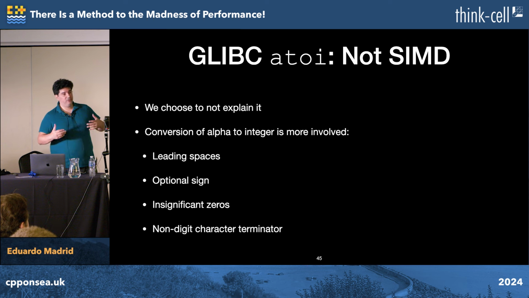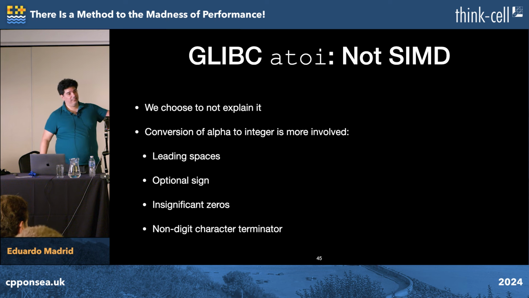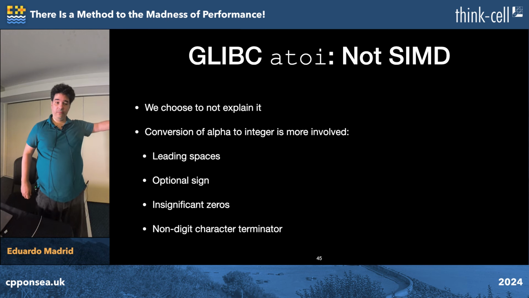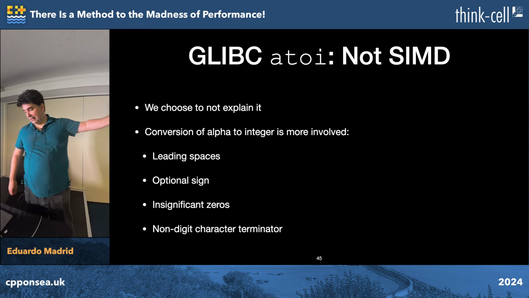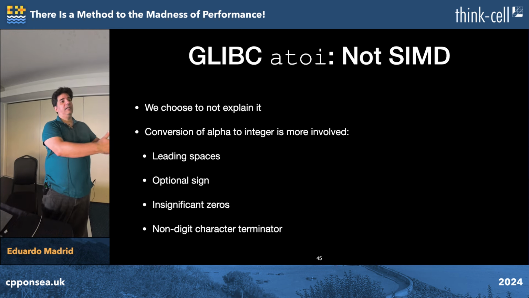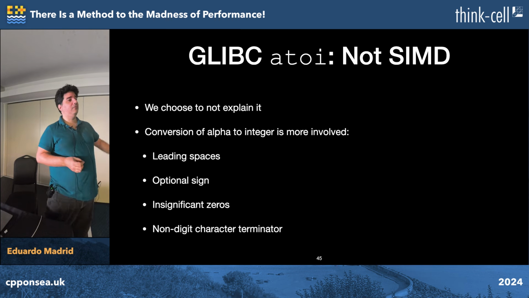But it is very important to understand that A2I is a much more complicated function because you have to take into account the leading spaces before you begin to parse numbers, the fact that there is an optional sign in there, it can be the plus or the minus sign, then you can start with a number of insignificant zeros that can be arbitrarily long, and then the numbers that you're going to be converting to binary from base 10 to base 2, and then the non-digit character that terminates the sequence of numbers, right?